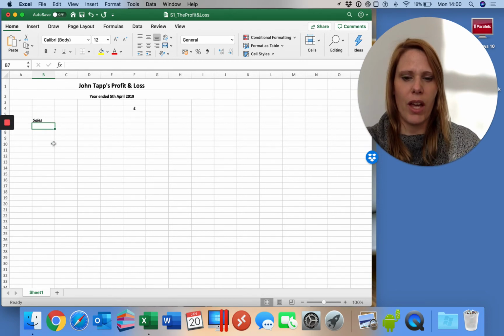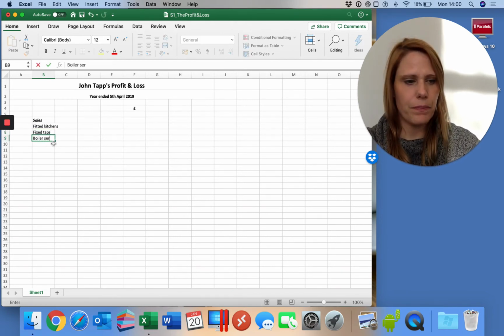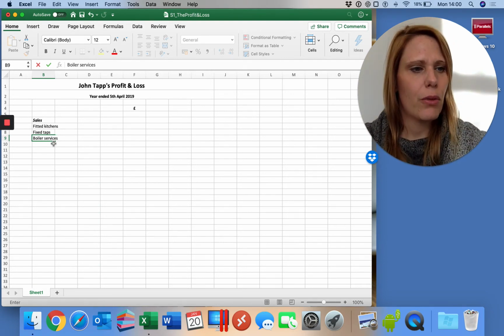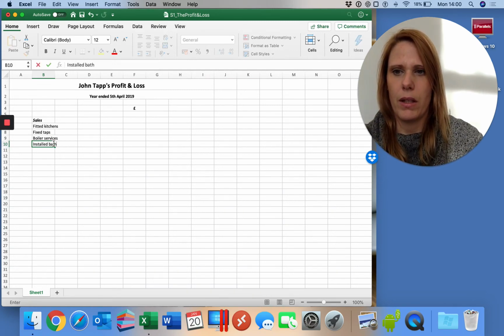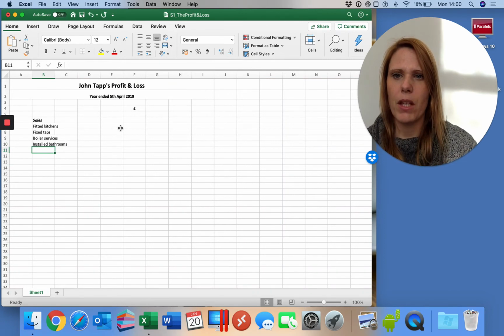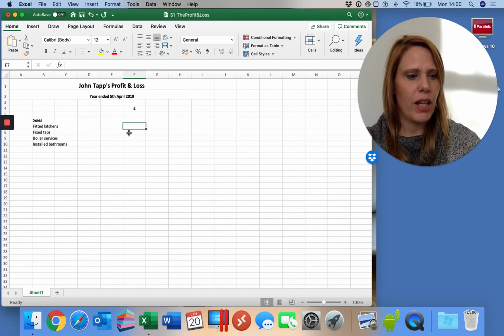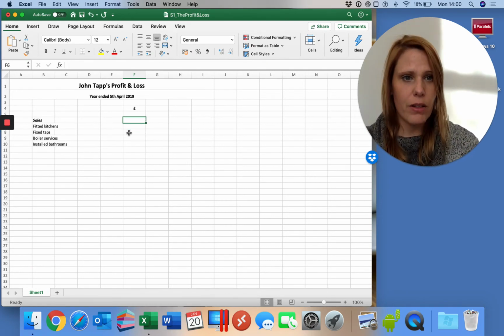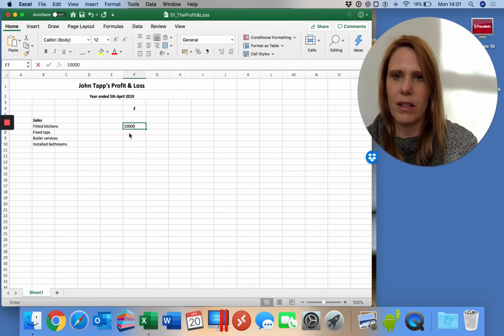And we mentioned that he fitted kitchens, fixed leaky taps. We said that he serviced boilers, and I've also forgotten, he installed bathrooms. Okay, so all of these are John's different types, and we're going to assume that in one financial year, John earned himself £50,000. John's doing well for his first financial year, and he's going to recognise this in here.